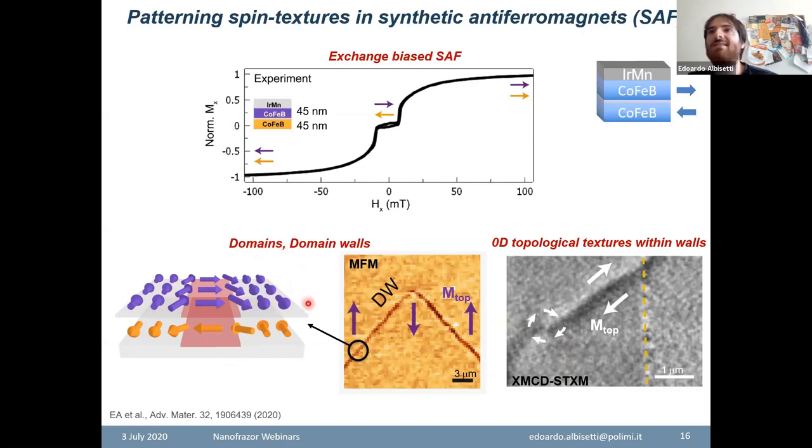But in this case, the magnetic configuration is a little bit more complicated because you are controlling not only one layer, but also the direction of the second one. And this allows you to play with this system in a different way than what we did with the first one. And I will show you that in this particular system, we have different applications for the spin textures.